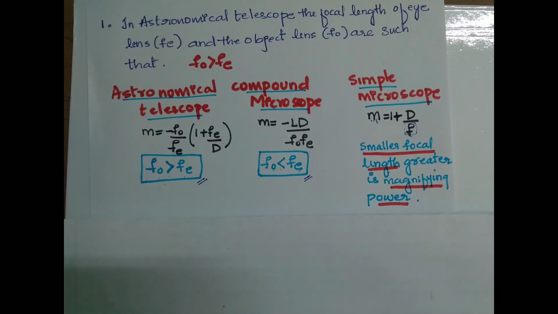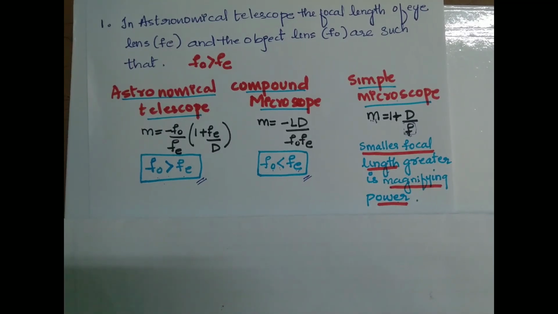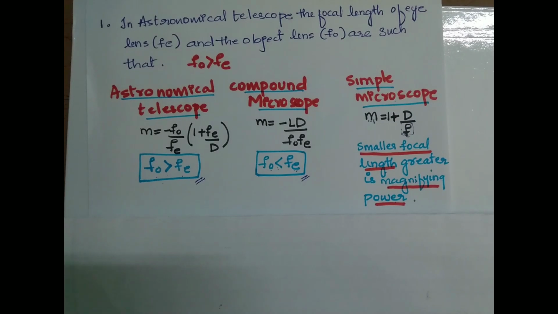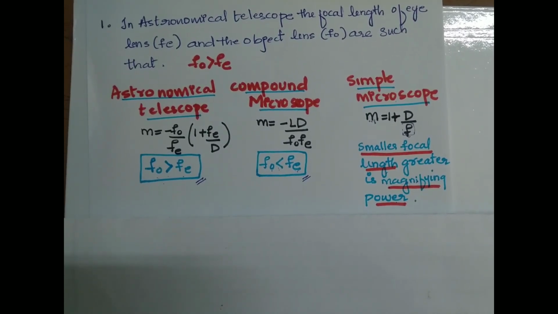So here we have the ray diagrams of the astronomical telescope, compound microscope and simple microscope. So you can go through it once.